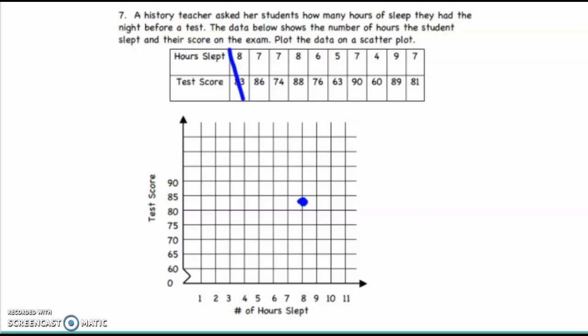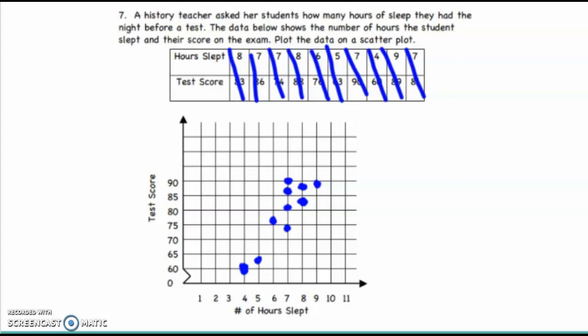7 to 86. 7 to 74. 8 to 88. Okay, and I kind of jumped ahead and did the rest on my own here. So my scatter plot ends up looking like this.